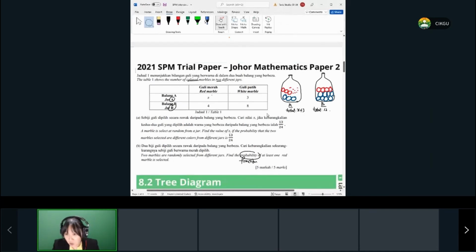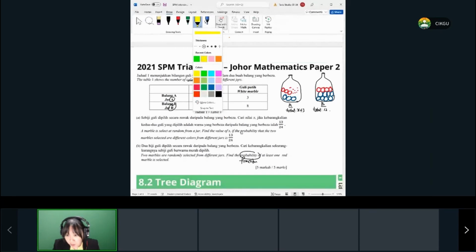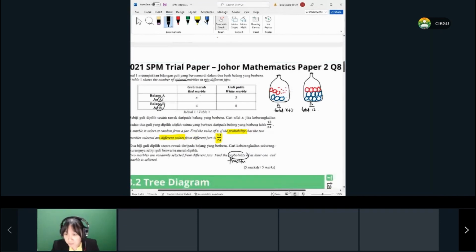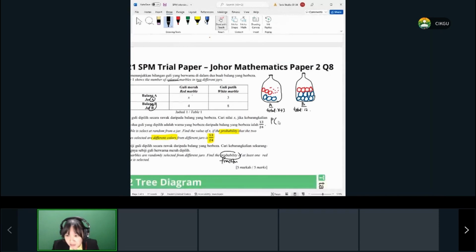What do they say? Find the value of X. Oh, so they want to find this value of X. Let's highlight key information here. The probability of the 2 marbles selected are of different color from different jar. This is the probability. Okay, don't have to panic. Slowly. Probability of selecting different color from different jar. This probability has to equal 13 over 24. This is the info that they gave us.